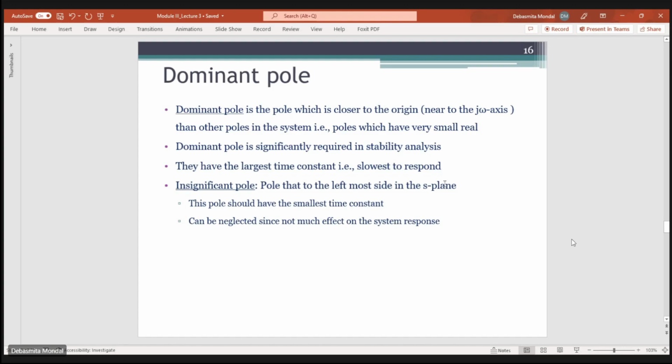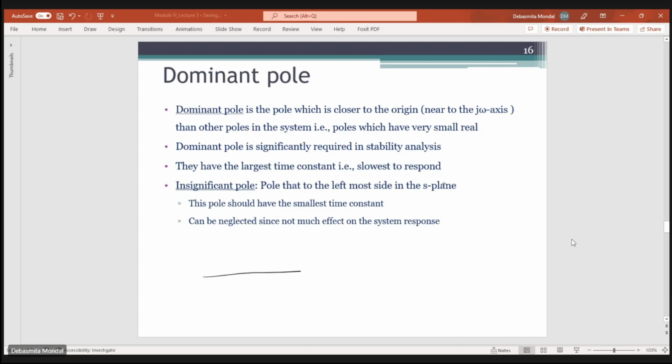For this kind of approximation of a higher order system to a lower order system, we use something which is known as dominant pole approximation. So what is a dominant pole? By definition, the dominant pole is the pole which is closer to the origin, or the pole which lies closer to the imaginary axis compared to the other poles of the system.